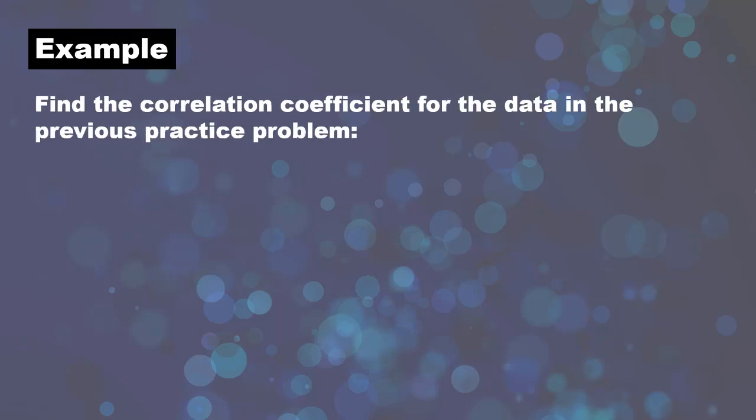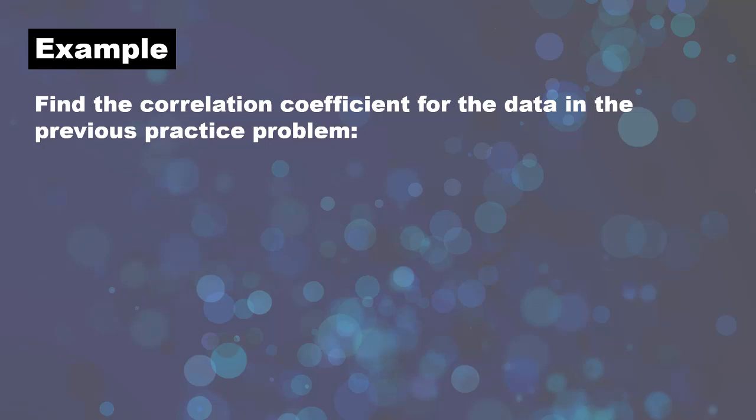So find the correlation coefficient for the data in the previous practice problem. So you just finished doing a practice problem about how long couples had been married and how many times they go out per month to dinner. We're going to go ahead and take that same data and find the correlation coefficient. We pretty much already know what the answer should be. Not exactly, but what we're expecting is a value that's close to 0.